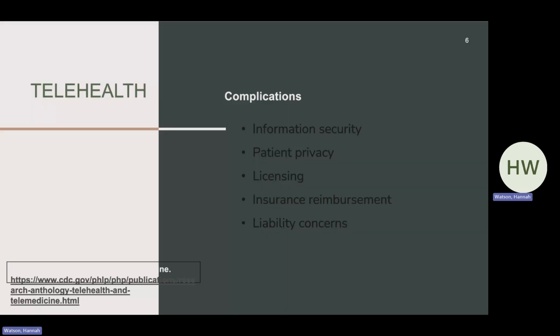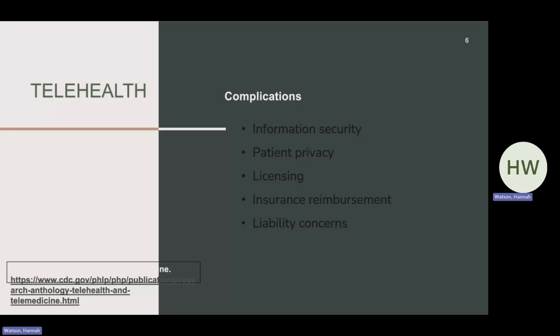On the flip side, there are some complications that we see. Although telehealth offers many advantages, there are some challenges that we are trying to overcome. One concern is information security, since patient data is transmitted electronically and must be protected from all cyber threats, which is also a growing issue. Patient privacy is another important issue, as healthcare providers must ensure that confidential information remains secure.